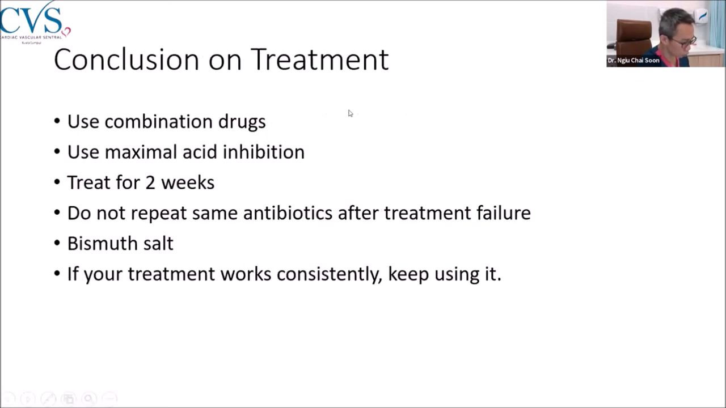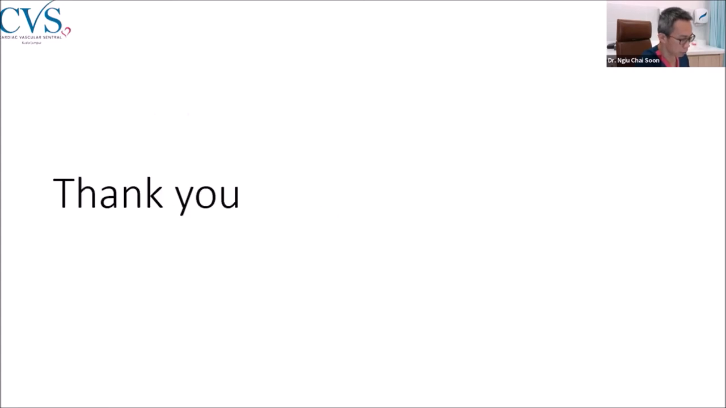And when we talk about conclusion on treatment, always use combinations of drugs and always try to maximize your acid inhibition, which is to use a double dose PPI, and always treat for 2 weeks. When you're talking about the use of salvage therapy, do not repeat the same antibiotic. And bismuth salt is always very important in the salvage regimen. And if your current treatment works consistently, for me, my treatment is always amoxicillin and clarithromycin with PPI, and I'm still sticking to this treatment regimen.